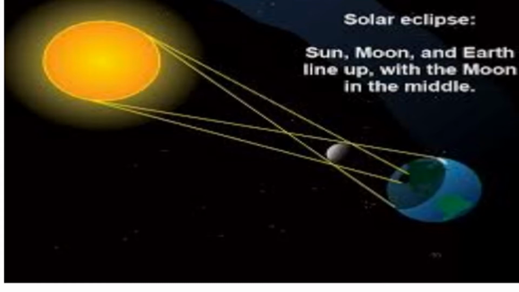While moving along its orbit, when the moon comes between the earth and the sun, it blocks the light of the sun from reaching the earth, and the shadow of the moon falls on the earth. This phenomenon is called solar eclipse.